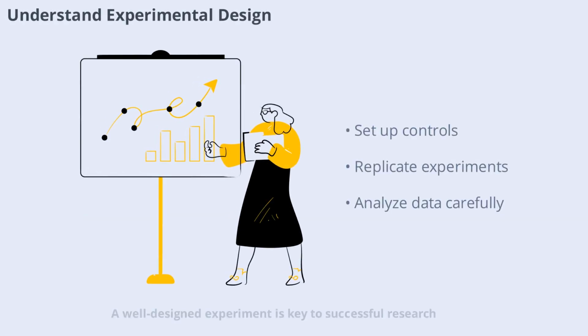A well-designed experiment is key to successful research. Learn how to set up controls, replicate experiments, and analyze your data. Good experimental design helps you draw reliable conclusions and avoid common pitfalls. Take time to plan your experiments carefully, considering all variables and potential sources of error.